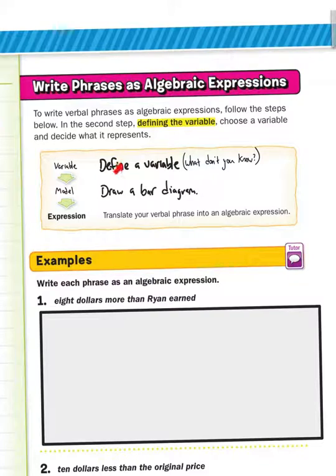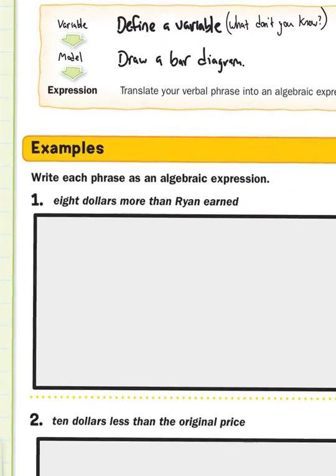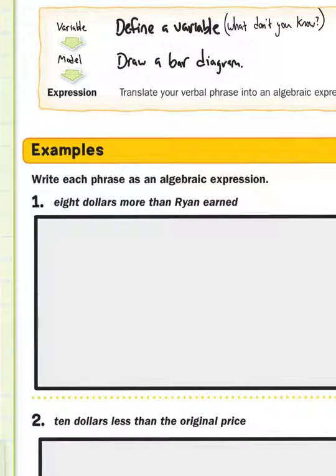So the first step, define a variable. After you define a variable, you're going to draw a bar diagram. And then you should be able to go from your bar diagram to your expression. So, define a variable, draw a bar diagram, and write your expression. Let's show you here in example 1. In example 1, it says write each phrase as an algebraic expression. $8 more than Ryan earned.